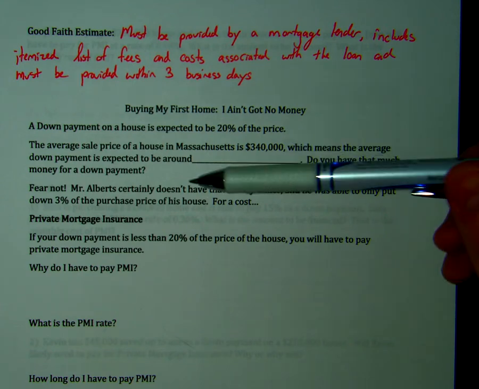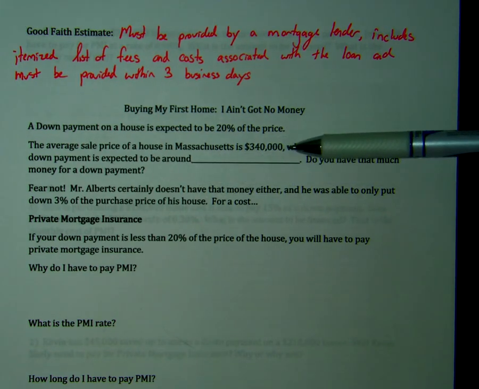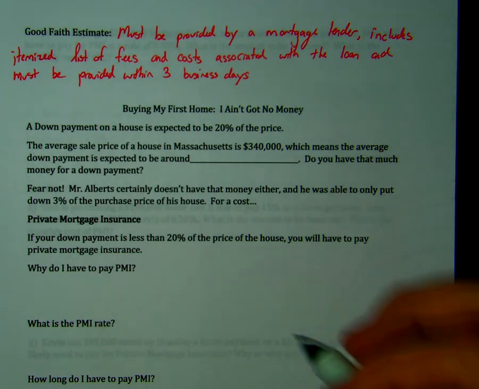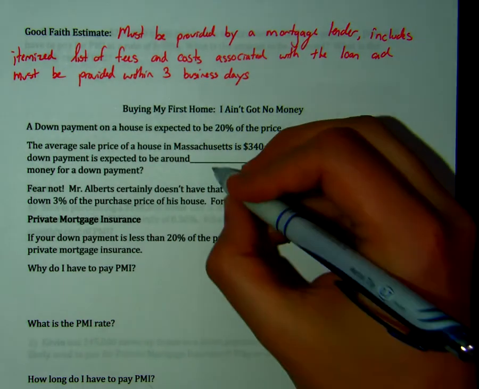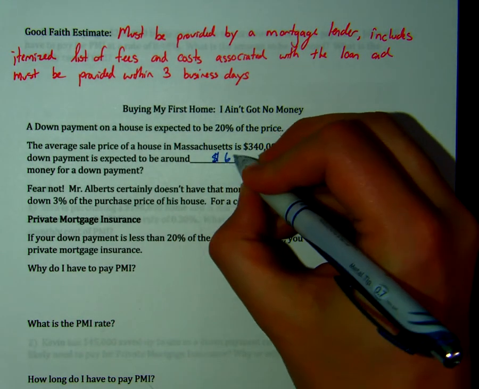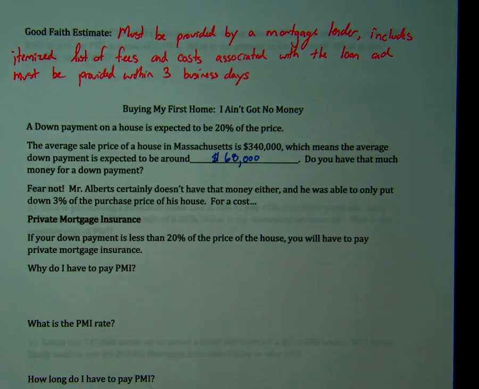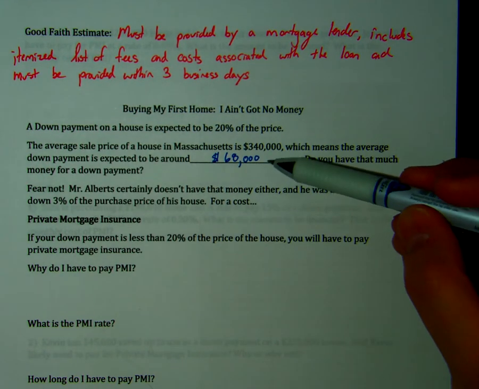So the average price of a house in our beautiful state of Massachusetts is $340,000. Okay, so that means that your expected down payment is 20% of that. That's going to be $68,000. Okay, so for the bank to consider you a quote unquote good person to lend money to, you need to have almost $70,000 of cash for a home like this.